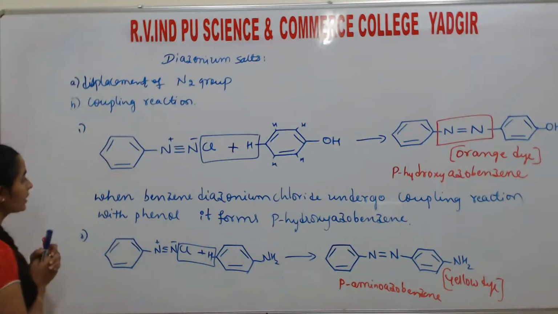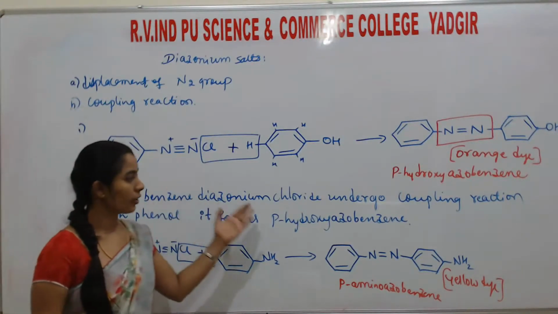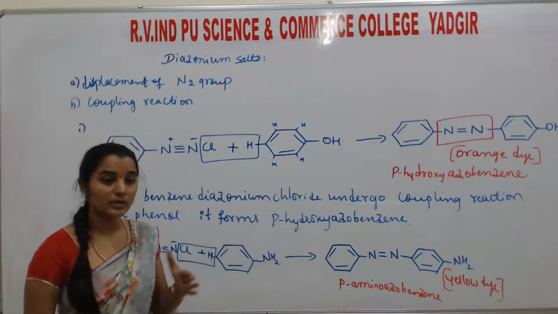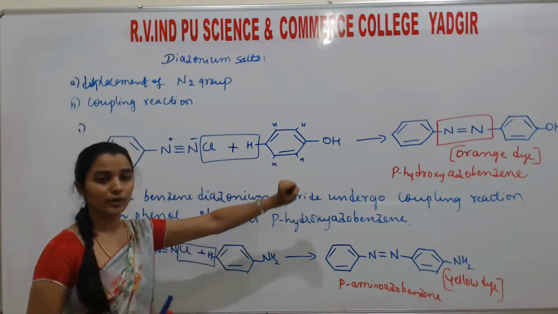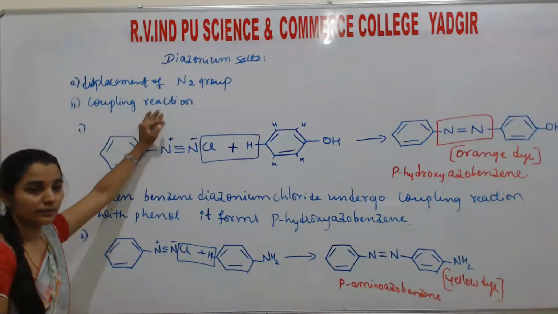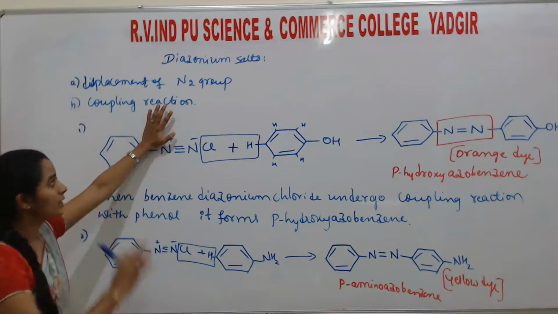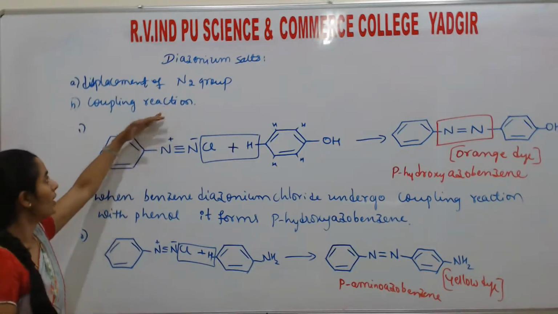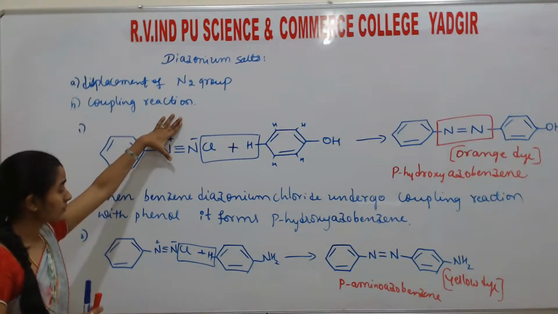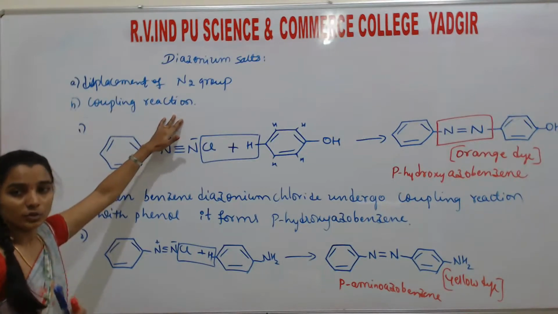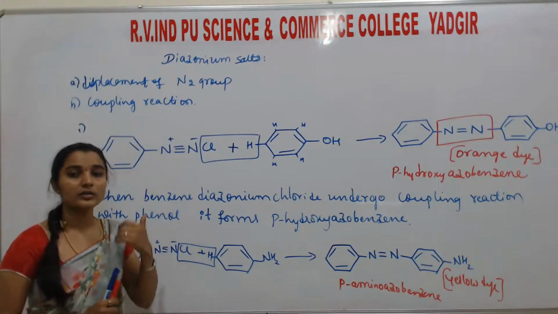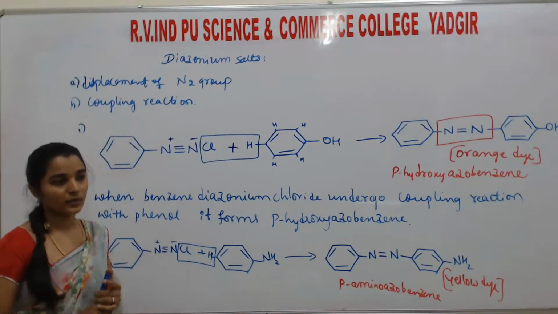Okay. So what is this coupling reaction? When benzene diazonium chloride undergoes coupling reaction with phenol, it forms para hydroxy azobenzene. Coupling means they form a couple with two different compounds. Understand? That's why this is called a coupling reaction. Understand, students? So one is displacement of the nitrogen group by a group. Another one is the coupling reaction. These two are the chemical properties of diazonium salts. Okay. So conversion of amines to diazonium salts is called the diazotization test. You have to remember this.